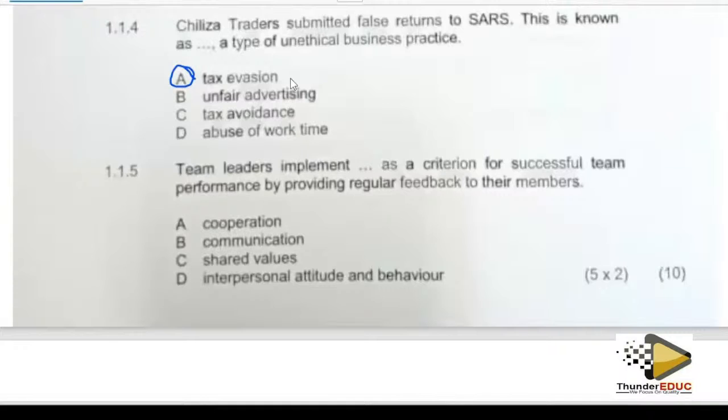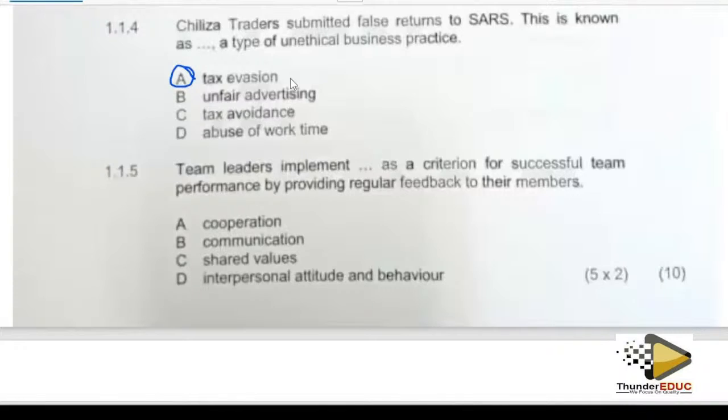Why communication? Because you're saying that team leaders implement communication as a criterion for successful team performance by providing regular feedback to their members. Guys, if you still remember, when we talk of performance under business studies, we don't refer to individual performance here. We refer to performance per department, meaning each and every department should make sure that they perform their activities, duties, or tasks as expected.